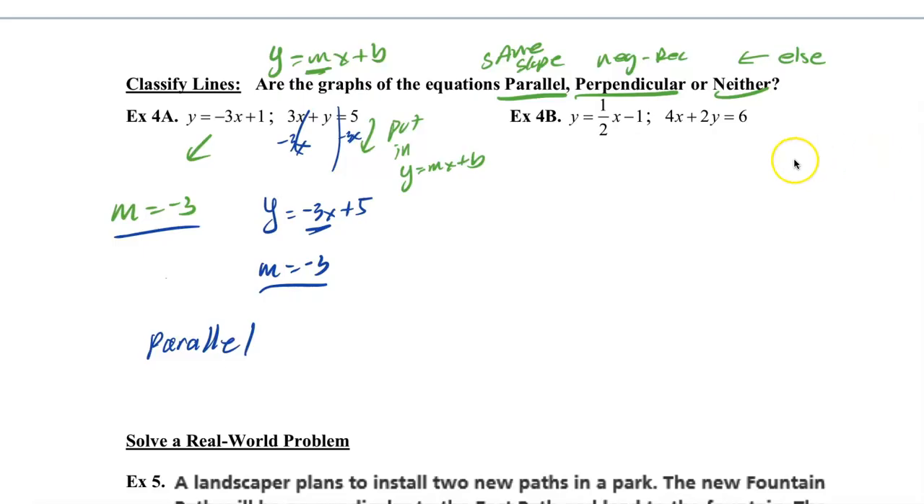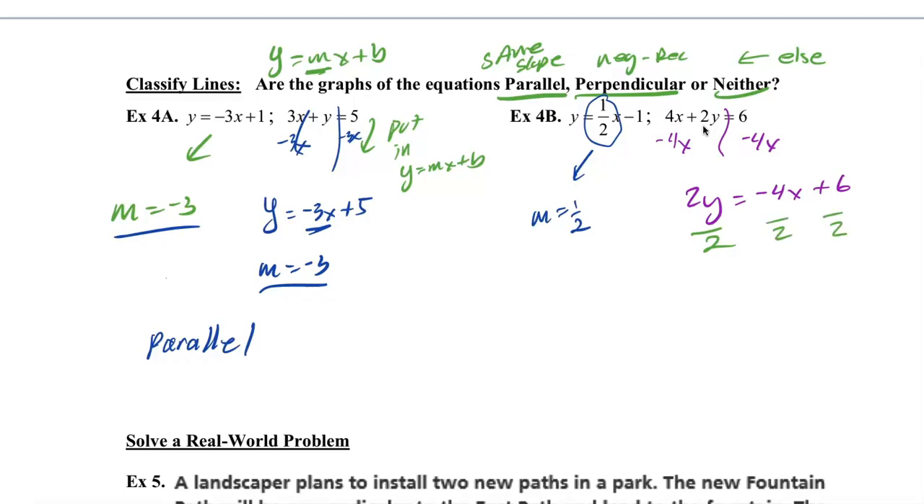Okay, next one. So again, this one I know the slope already. Slope is 1/2. I do not know the slope of this one yet. I've got to get y by itself. So let's subtract the 4x from both sides. You get 2y equals negative 4x plus 6. Then we're going to divide everything by 2. So we get y equals negative 2x plus 3.